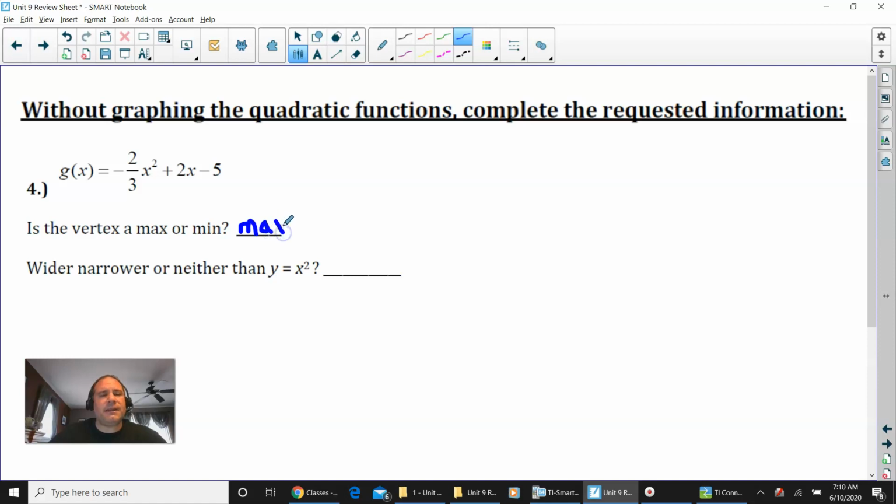And this is the parent function of y equals x squared. And you know that the closer the coefficient is to 0, the wider it is going to get. In this one it is negative 2/3, so it's definitely going to be wider. That's what it says, that you really don't need your calculator for this, but you should always check using the calculator.